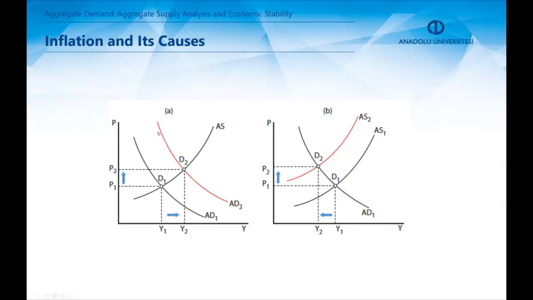For example, for the first one, as I said, there is an increase in aggregate expenditures or aggregate demand, and this means demand-pull inflation. Or when there is an increase in costs, production costs for example, it means that the AS curve shifts to the left, and because of that there is an increase in the price level. So this means cost-push inflation. Okay.